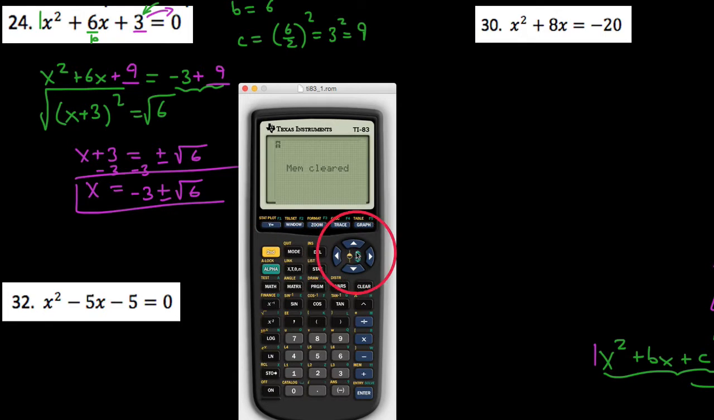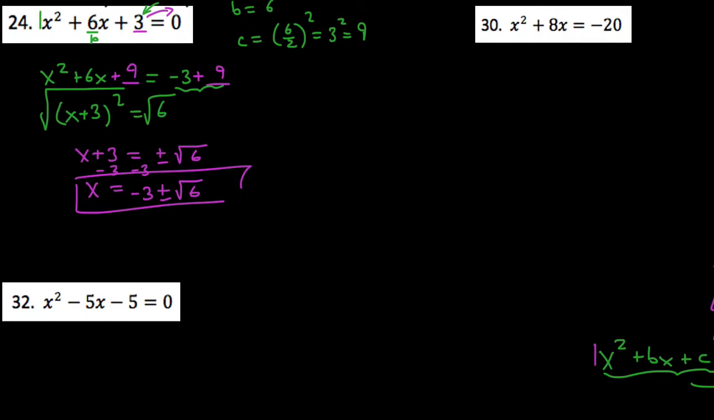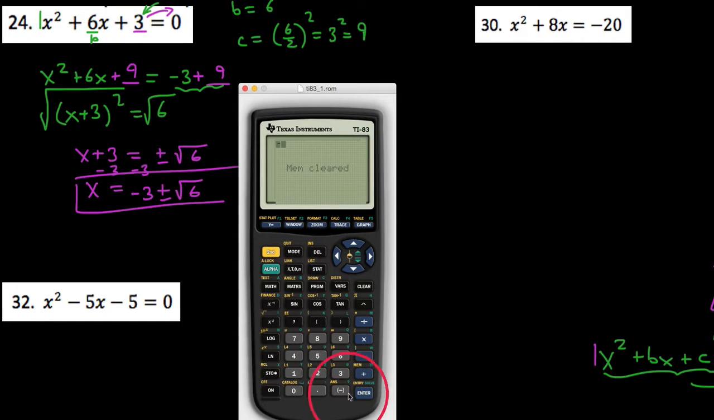But what I want to do now is this. I actually want to get a couple of decimals for these two values here. So the way this is going to work, I'm just going to type in negative 3 plus the square root of 6.